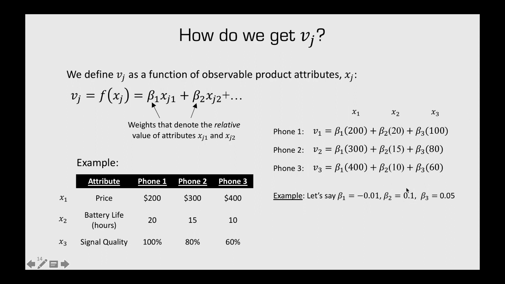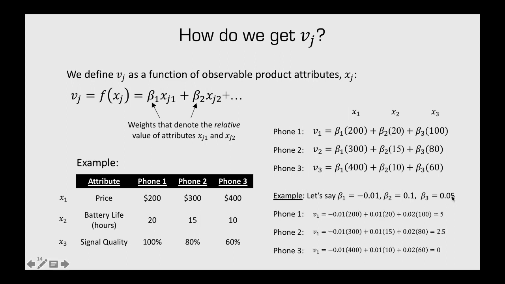Likewise here, a positive 0.1 times your battery life in hours means if you increase my battery life by 10 hours more, I gain utility by 1. So if we computed the observable utility for each of these phones, it would work out like this. It's basically a simple sum product. And we get 5, 2.5, and 0.